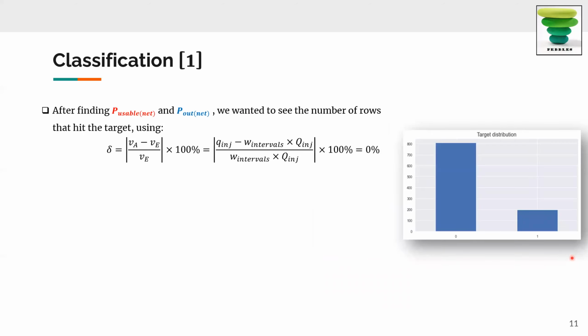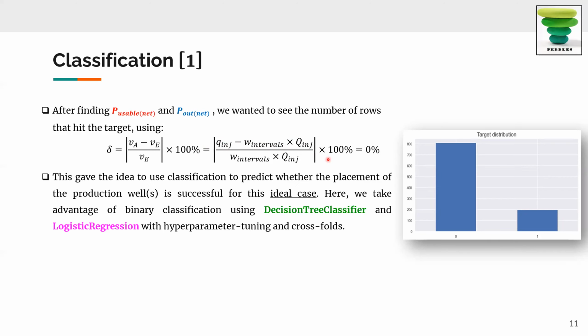After finding the P usable net and P out net, we wanted to see the number of rows that hit the target. By the target, we mean that we applied just a simple percent error formula using the relationship between capital Q and small q in here. And that gave us an idea to use classification to predict whether the placement of the production well was actually successful for the ideal case. And we take advantage of binary classification using decision tree classifier and logistic regression with hyperparameter tuning and cross-folds.